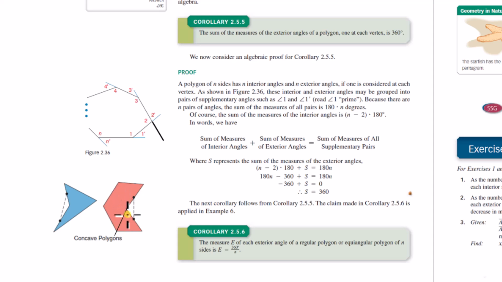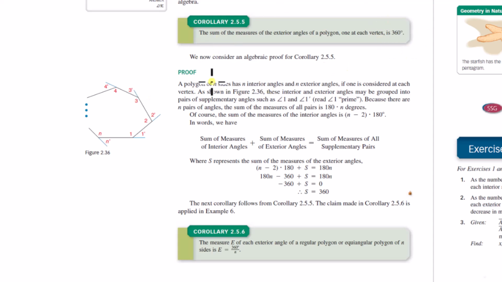So, okay. What they're saying is that you pick one exterior angle at each vertex. Just pick whatever one, they're the same measure, right? And if you sum one from each vertex all up, all the exterior angles for any polygon, no matter how many sides, it's always going to be 360 degrees. That's what this is saying.